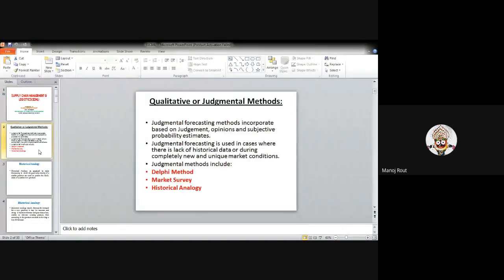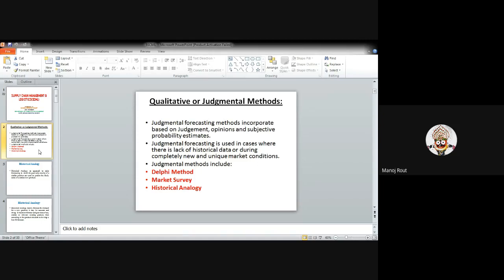The qualitative or judgmental methods. So I just repeat the same thing, but in today's class we are discussing the last one, that is historical analogies. Starting from the judgmental method, as I told in the previous class, the judgmental forecasting method is based on judgment or opinion and subjective probability estimates. Judgmental forecasting is used in cases where there is a lack of historical data or during completely new and unique market conditions.